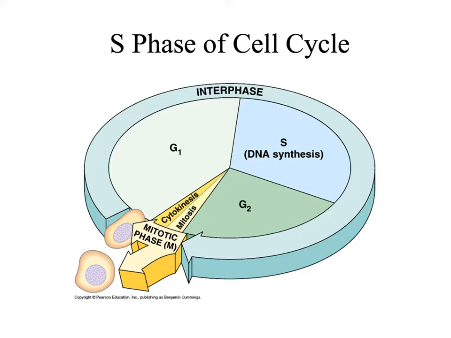So what we're looking at here is S phase of the cell cycle. What is it called when cells divide and make 2 identical cells?